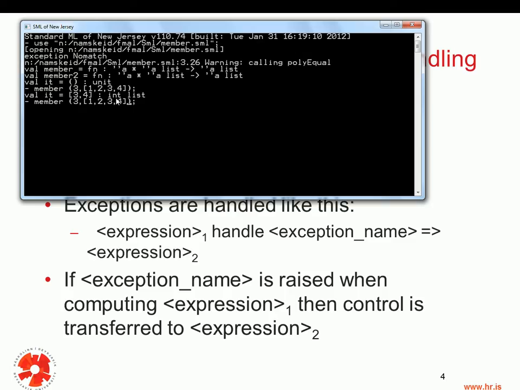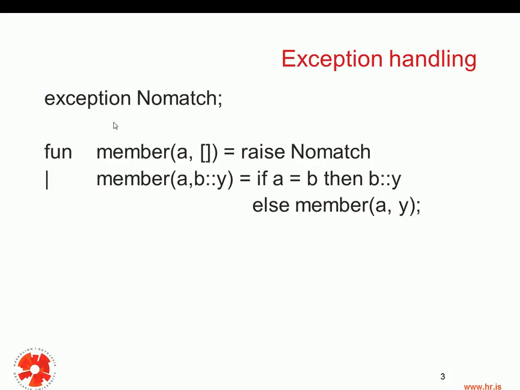Now, what happens if I, on the other hand, search for an element and it's not found? Say 3 is not in the list, I'm searching for the element 3. Then I get uncaught exception no match because it was raised. In our code, we raised the exception. So what happens basically here is that A never became equal to B. So recursively, we called the member function until at the very end the tail was empty. In that case, the first pattern was true, the base case, and the exception no match was raised.